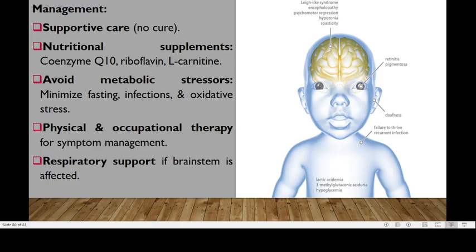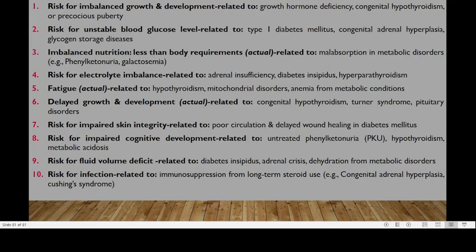Avoid metabolic stressors, so you minimize fasting, infection, and oxidative stress. Physical and occupational therapy for symptom management, and respiratory support if the brain is affected. Remember, we have some of the nursing diagnoses that could be affecting these disorders that we've just mentioned today.